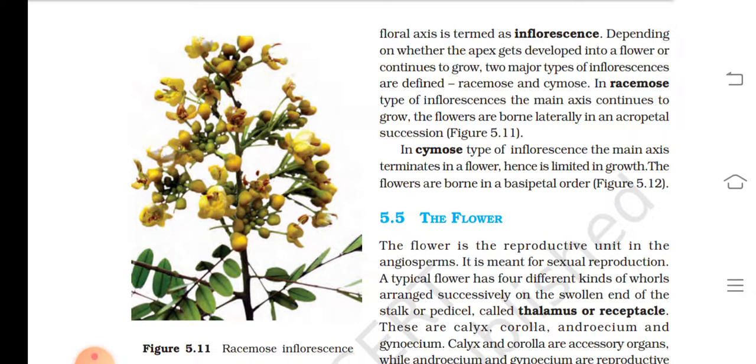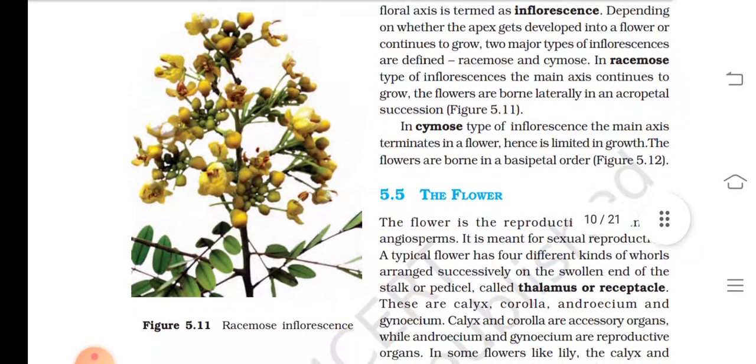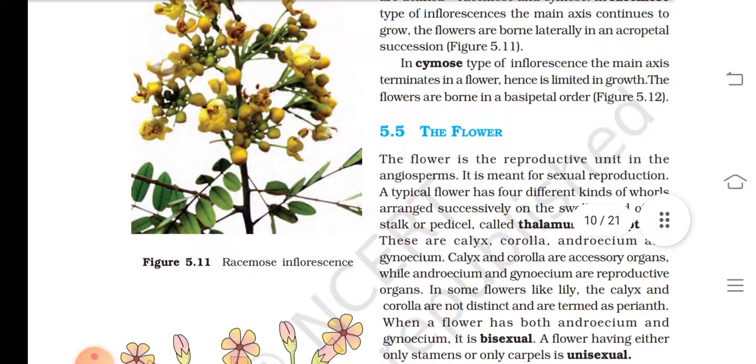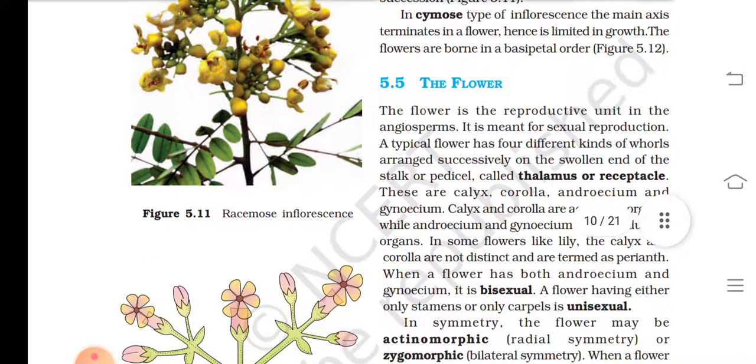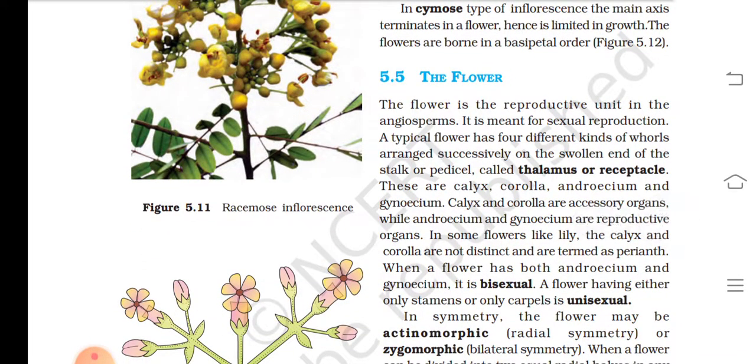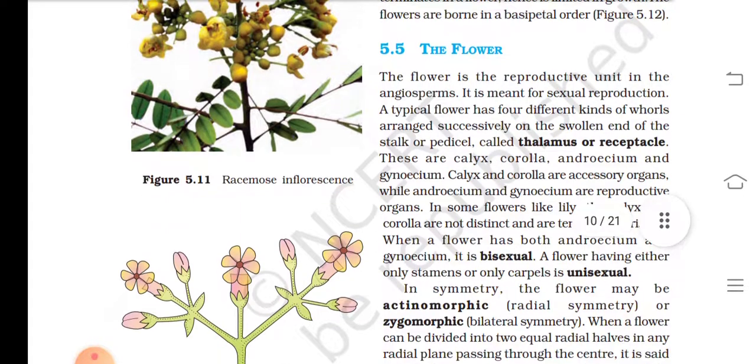Two major types of inflorescence are defined: racemose and cymose. In racemose type of inflorescence, the main axis continues to grow. The flowers are borne laterally in an acropetal succession, that is given in Figure 5.11. In cymose type of inflorescence, the main axis terminates in a flower, hence is limited in growth. The flowers are borne in a basipetal order, that is given in Figure 5.12.